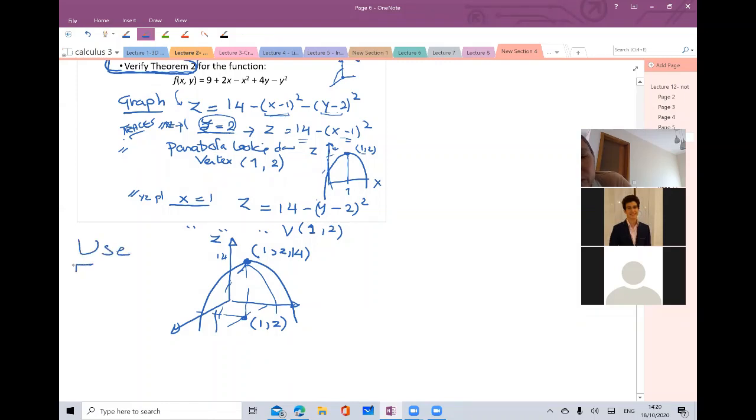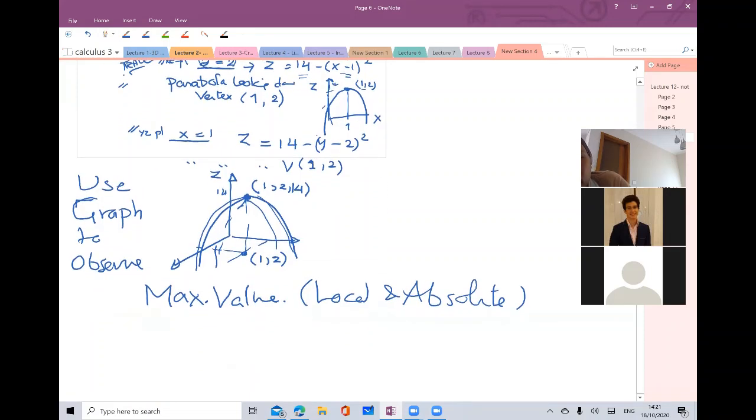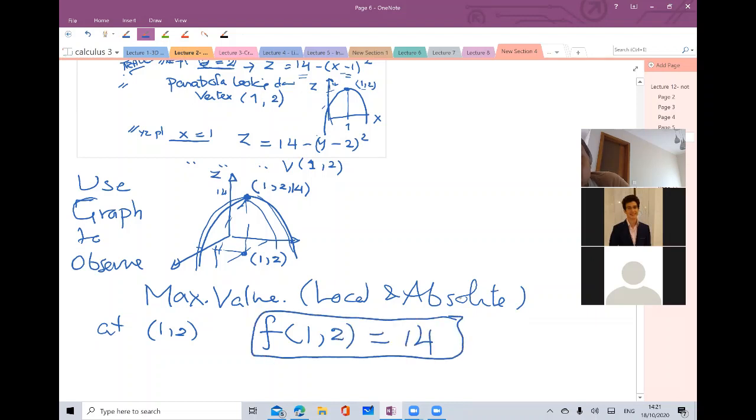But I want to find it using the graph. So from this graph, what did I deduce? What did I observe? What do you observe from this graph? You have a maximum point. You have a maximum value. Actually, this value is a local maximum, and also it's an absolute maximum. You are sure it's absolute, since your function over the whole domain will still go down, so it will be less than that. But you have a maximum value at the point 1, 2, and the value of the function here is 14. This is an absolute maximum value of my function.